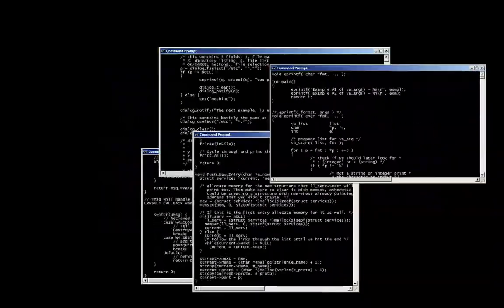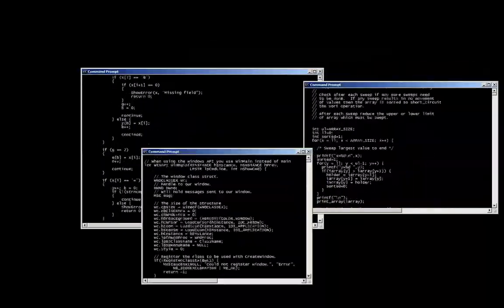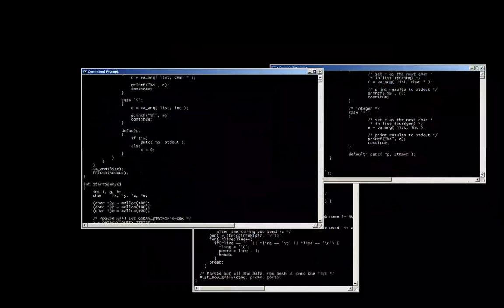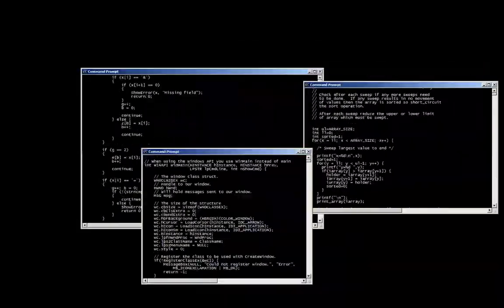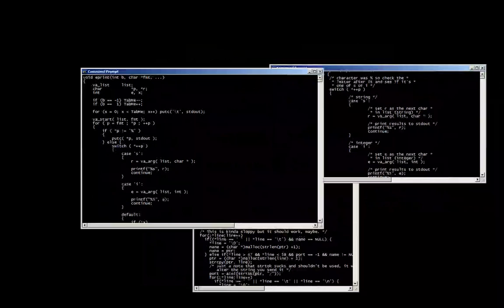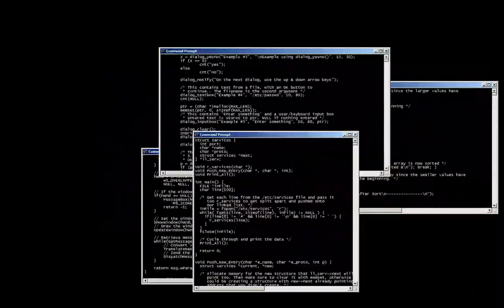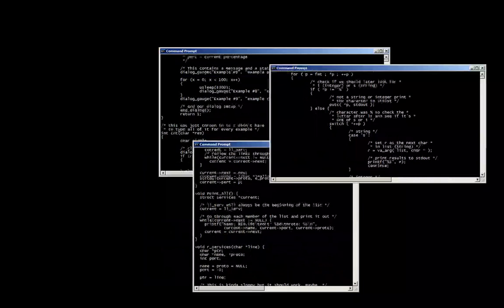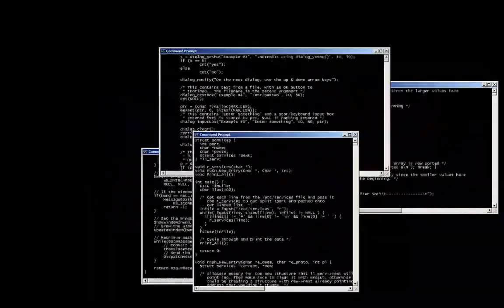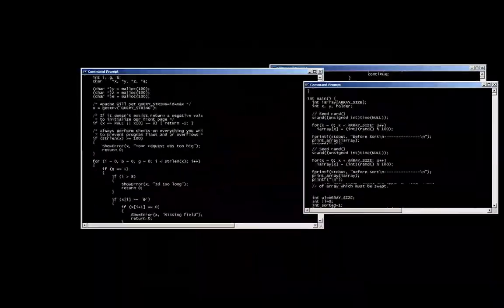Control instructions. Control instructions determine the flow of execution in a program. They include branching instructions, conditional and unconditional jumps, and subroutine calls. Input-output instructions. Input-output instructions handle data transfer between the CPU and peripheral devices such as keyboards, monitors, and printers.